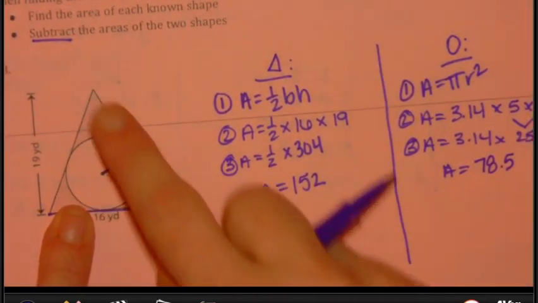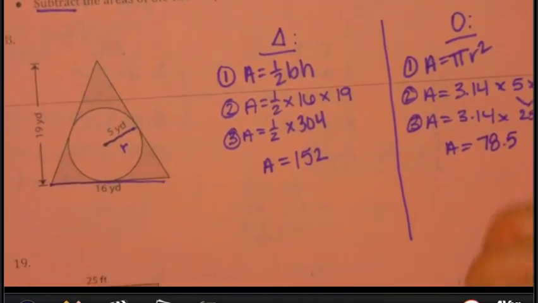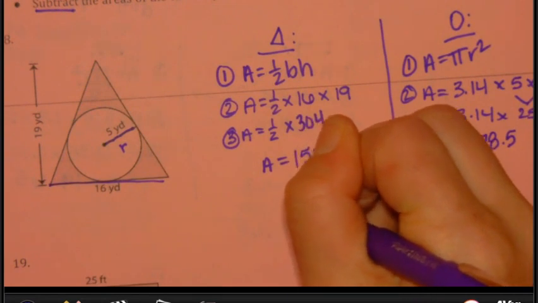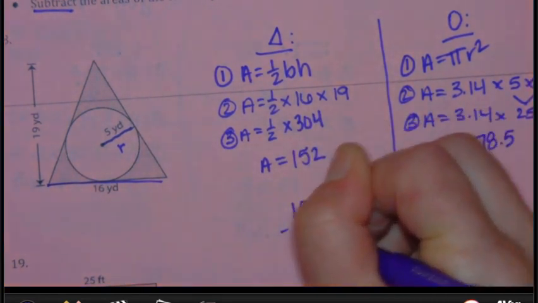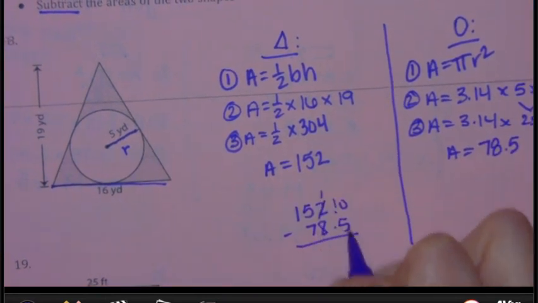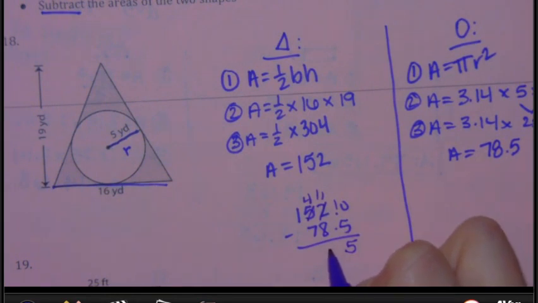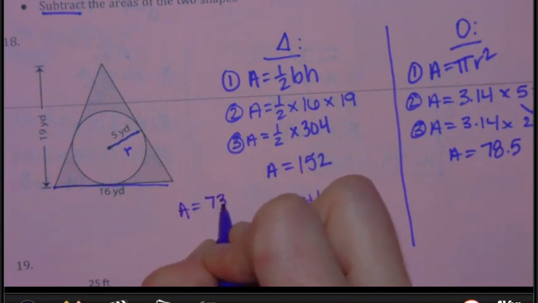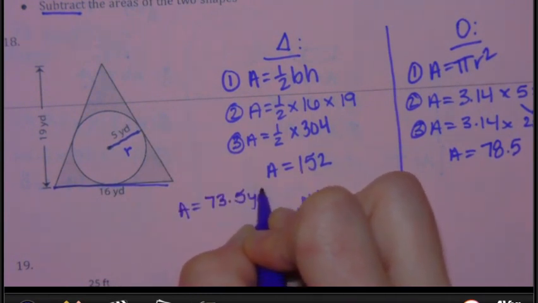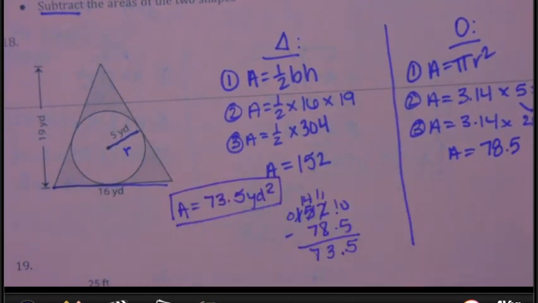Okay, now that I have the area of the triangle and the area of the circle, I want to know what's the area of the shaded regions. So now I'm going to take my two areas and I'm going to subtract them from one another. So I'm going to do 152 minus 78.5, borrow and carry, decimal, borrow and carry, that's 3, borrow and carry, and that's 7, to get a total of 73.5 yards squared. Well, not grand total, but what is left over.